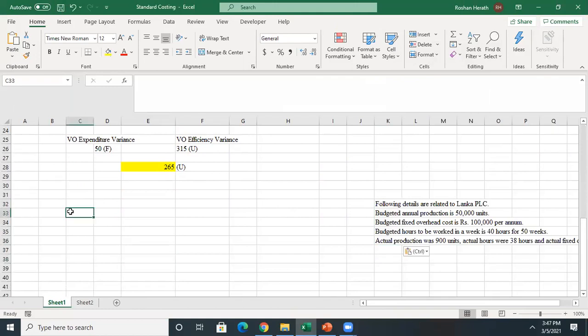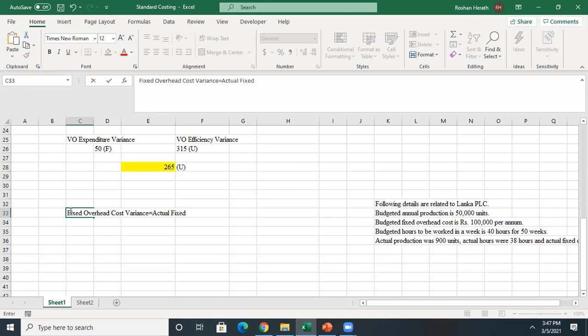Right, we can take the fixed overhead cost variance. So try to keep it simple. Just take the actual fixed overhead cost minus the standard fixed overhead.